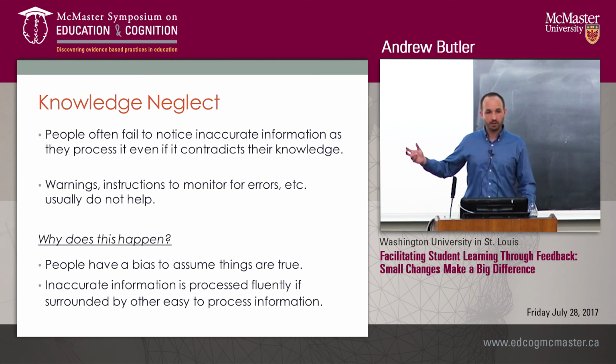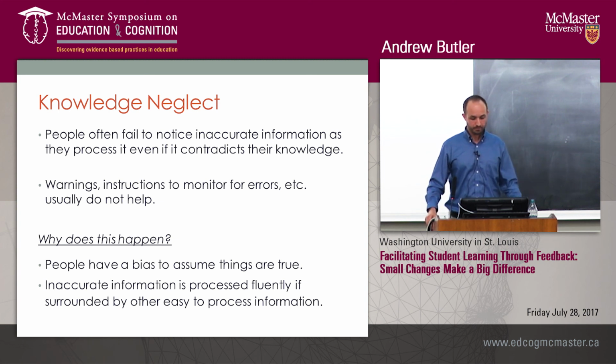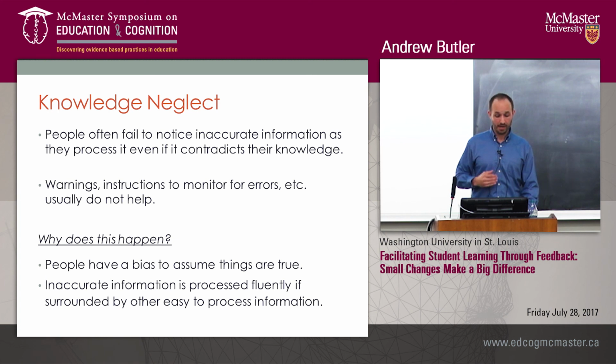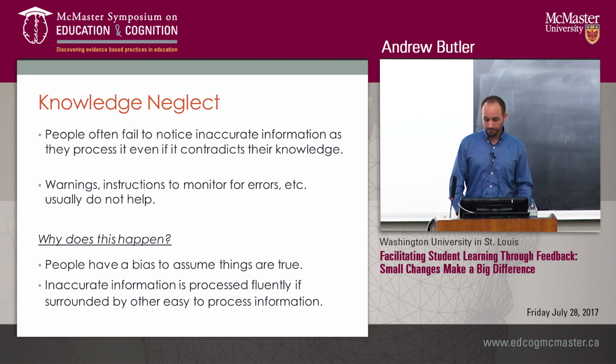What's interesting here is that warnings and instructions to monitor, trying to make these things more salient to people as they go through, doesn't help. What does help is getting feedback afterwards. When we think about why this happens, there are probably a lot of reasons why knowledge neglect occurs. For one, people have a bias to assume that things are true. A lot of what we encounter in the world is true, so we're kind of biased to assume truth. But also we fluently process information even if it is inaccurate, if it's surrounded by other accurate information. We kind of gloss over it.